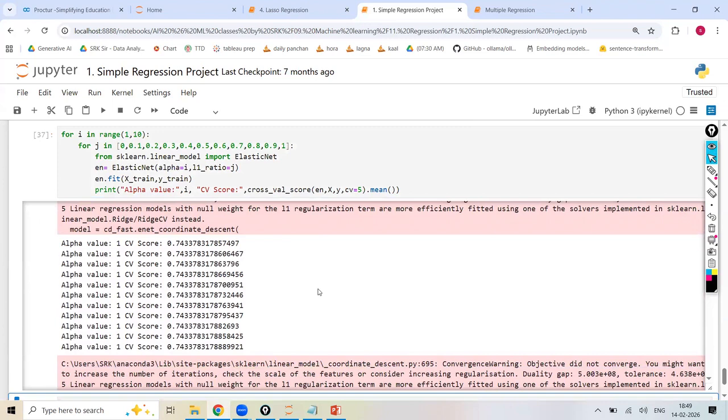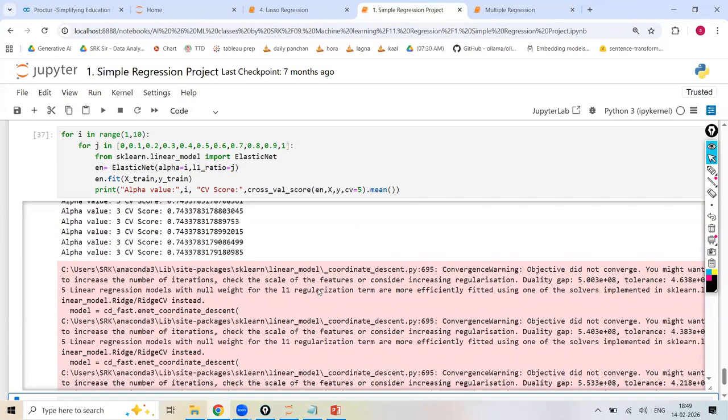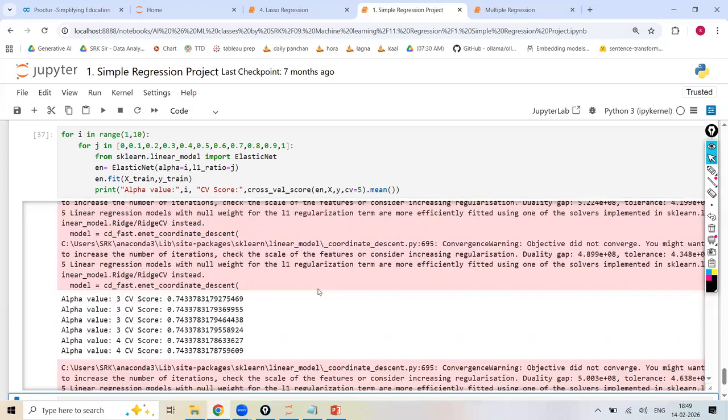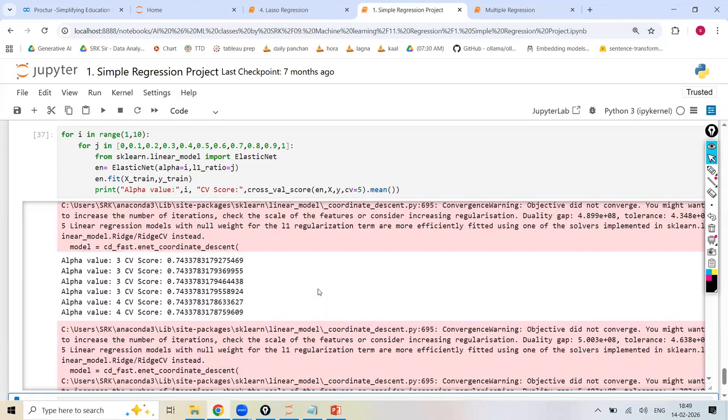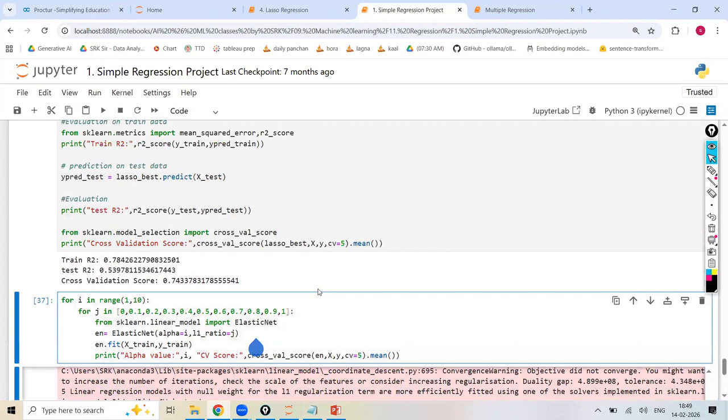Now, when you try with different alpha values, you are again getting 0.74 only. What does this indicate? Elastic net, lasso, and ridge, all three of them are not working for the given data set. Point is clear? So for the given data set, which is working? Linear regression.